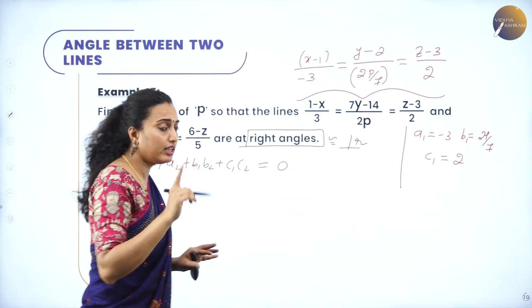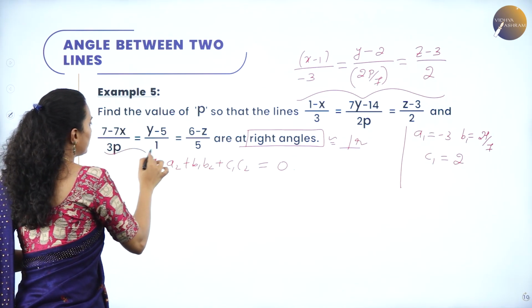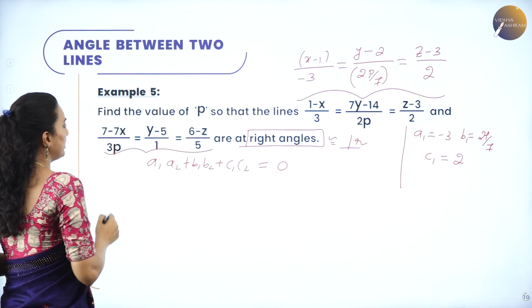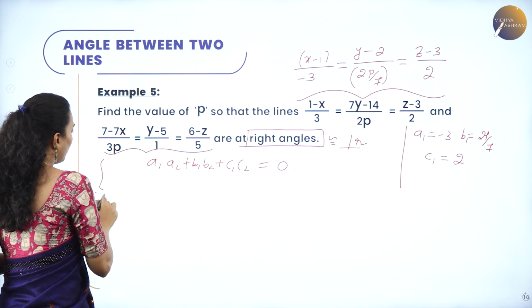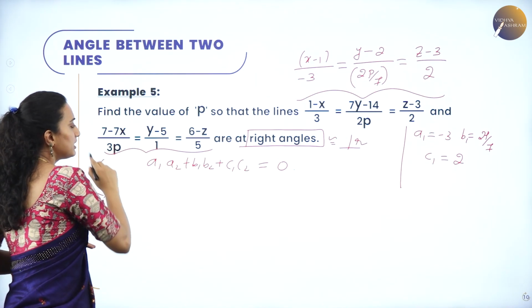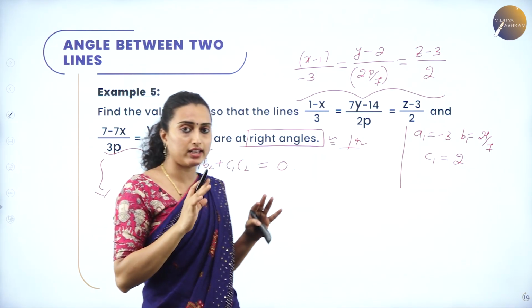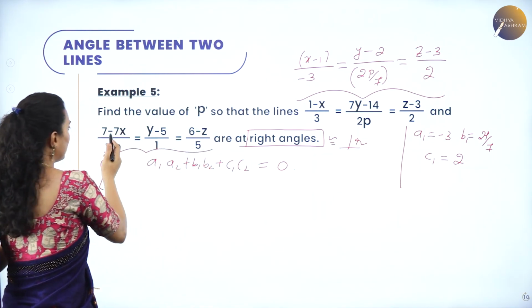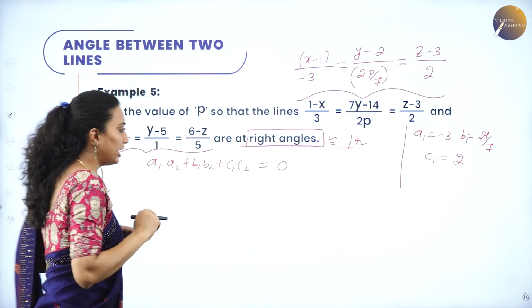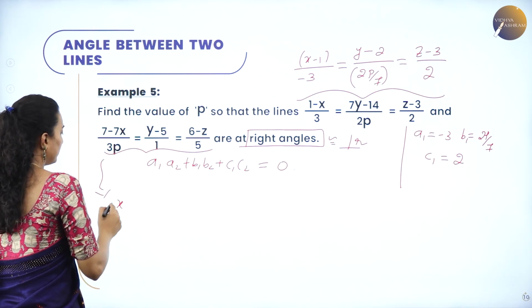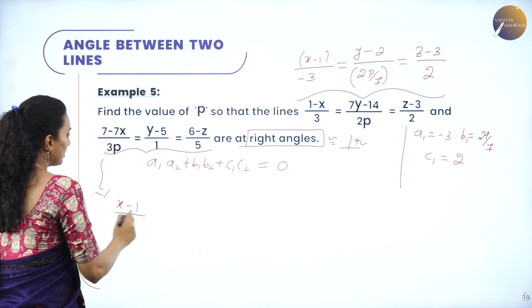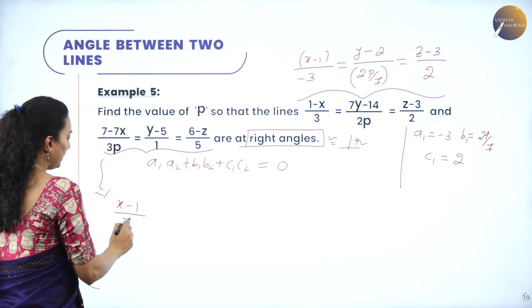Correct? And c1 will be taking the value 2. That's it. Similarly, let me reduce this equation also. Okay, so I am going to write it here, this equation, which can be written as, see, 7 minus 7x. I do not want 7 also. I want only x. So by taking the 7 common factor, 7 will come to the denominator, which is x, that is minus 1, divided by 3p by 7.